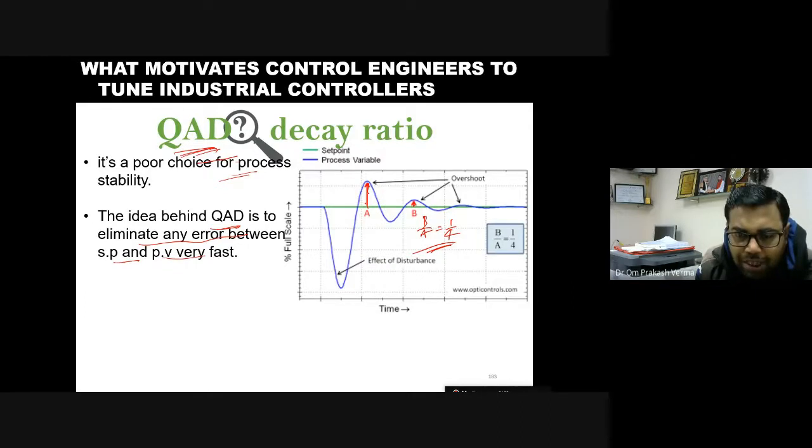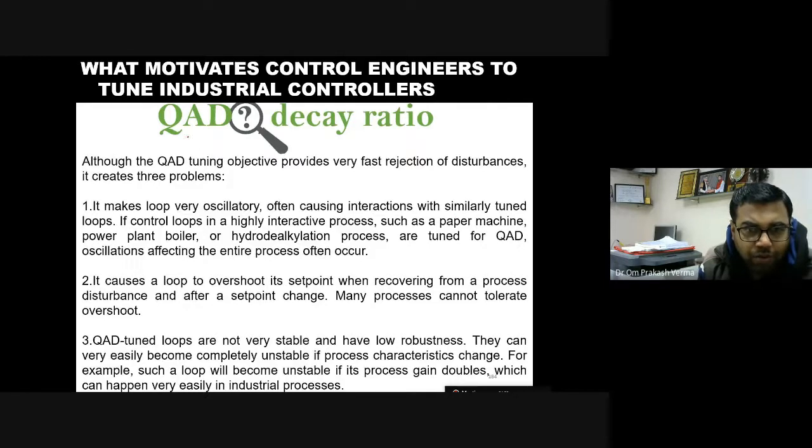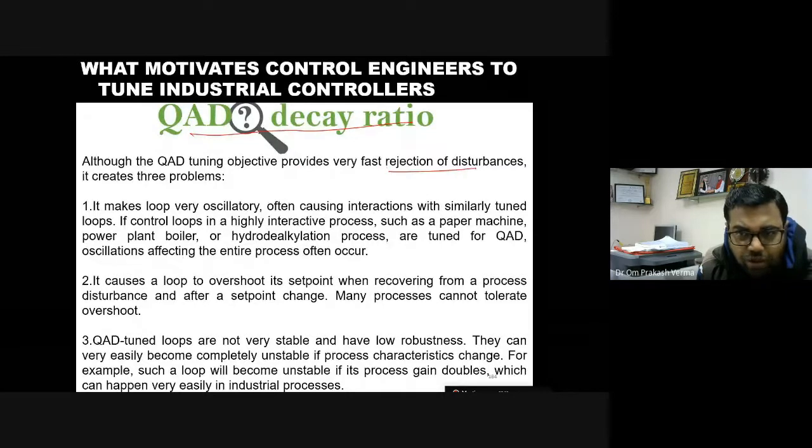So if that happens, it means the system is going to settle in a very fast way. The idea behind the QAD decay ratio of 1/4 is, if such a response is obeyed, it means the system is going to settle very fast, right? Nothing else. So what is the meaning of QAD? Although the QAD tuning objective provides very fast rejection of disturbance, as I told you, it makes the loop very oscillatory. So you can read this. I have already told you these three things, right?